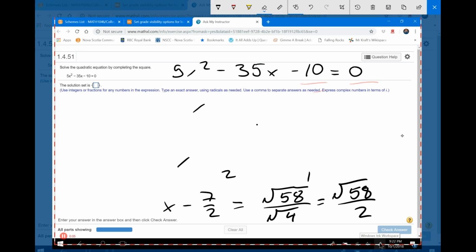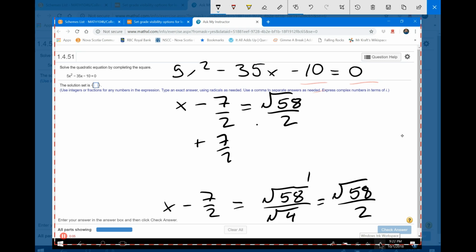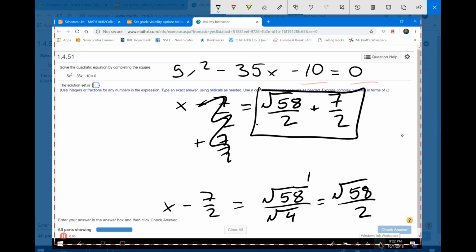Make some more room. And I think we'll be almost there, buddy. So we have x minus 7 over 2 equals the square root of 58 over 2. I'm going to add 7 over 2 to both sides. And that's gone, and that's basically what x is going to equal. Now we can't really mess with this. Remember, these are two different deals. So that should give you your answer there, buddy. I hope that helps. If it doesn't, let me know.